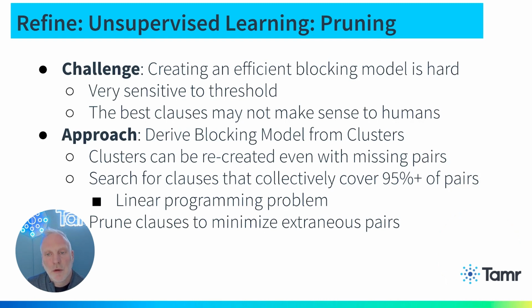Third is, again, for the blocking model, we need to address pruning. We started with a blocking model that was deliberately oriented towards extremely high recall. As we increase the data scale, it becomes more and more important that we still get high recall, but with commensurately high pruning or high efficiency from the blocking model. That is, we want the blocking model to eliminate as many obvious non-matches as possible. Blocking is very sensitive to the thresholds, and the best clauses might not make sense to humans.